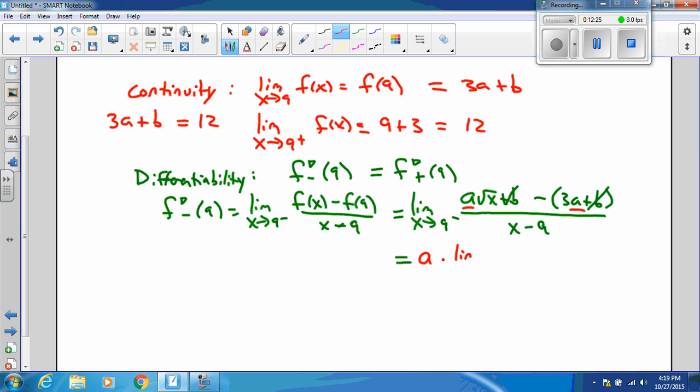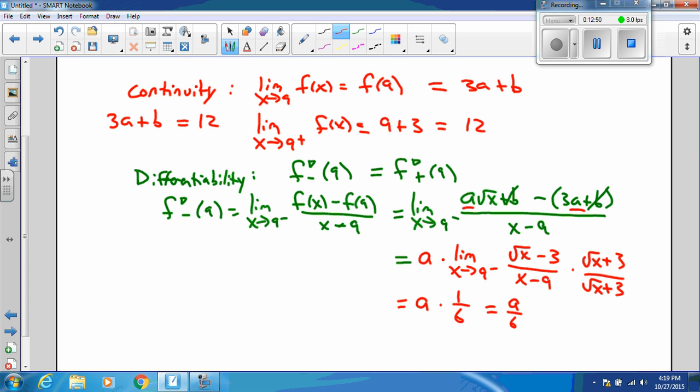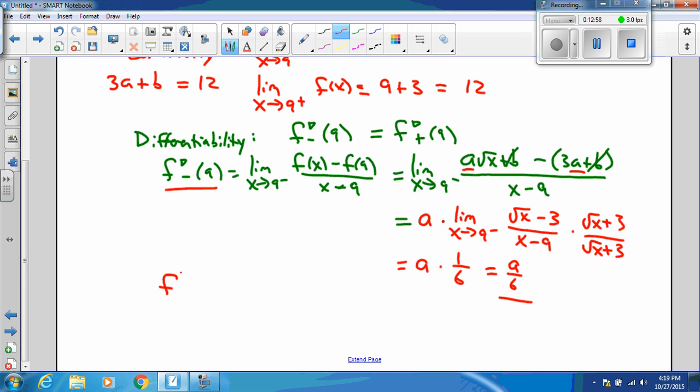And I see that the b's cancel out right here. And I also see that I have a common factor of a left in these terms. So I factor out the a. And I'm left with this limit right here, which I recognize is a limit that can be done by rationalization. And so multiplying top and bottom by root x plus 3, I've done enough of these to see where this goes, and you can figure out for yourself that this limit leaves me with a times 1/6, or a over 6, as the value of the derivative from the left at 9.